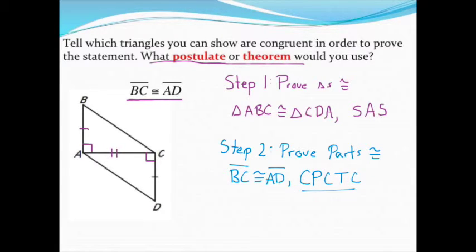CPCTC, which stands for corresponding parts of congruent triangles are congruent to each other. In other words, once we prove that two triangles are congruent, all their parts are going to be congruent as well. And so that's going to be kind of our thinking for our new kinds of proofs. Prove that triangles are congruent the same way we've already done, and then add one extra step where we prove those parts are congruent to each other using CPCTC.